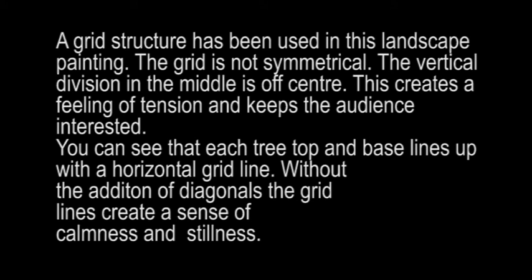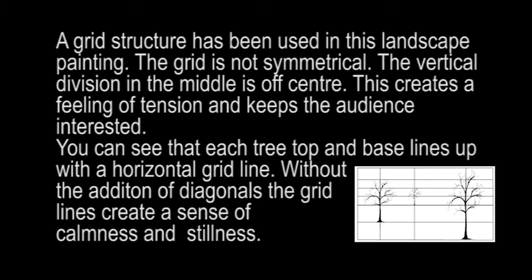With any critique, the first thing is to recognise what the artist has actually achieved. Well, here's a statement. A grid structure has been used in this landscape painting. The grid's not symmetrical. The vertical division is in the middle, but it's off-centre, and this creates a feeling of tension which keeps the audience interested. And you can see that each tree and base lines up with a horizontal grid line. With no diagonals, it creates a sense of calmness and stillness.